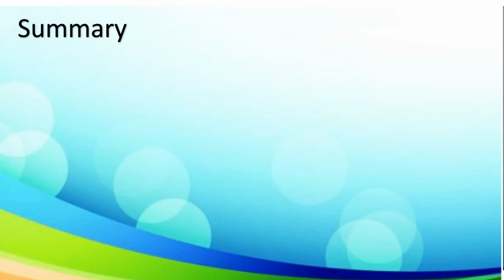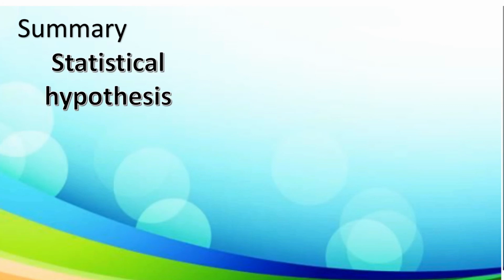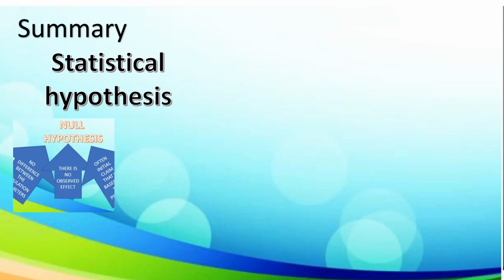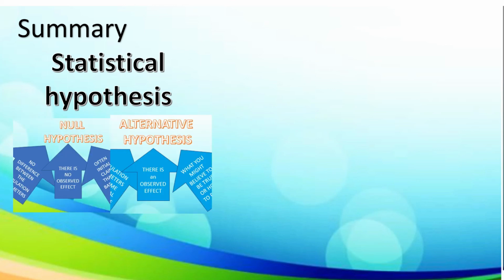Now, let's go on to the summary of our Quarter 4, Module 3 lesson for today. The first term is the statistical hypothesis, which is a statement about a parameter and deals with evaluating the value of the parameter. We have two types of statistical hypothesis, the null hypothesis and the alternative hypothesis. We also compare the two given hypotheses.